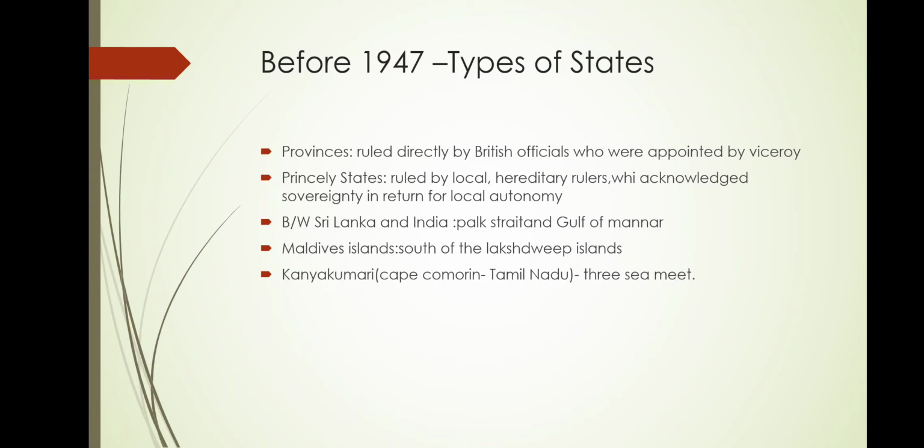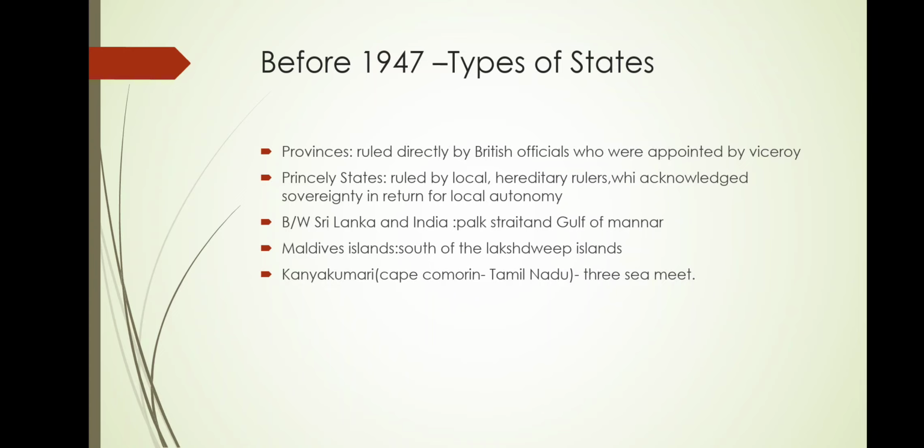Before India got independence, there were some provinces, and they were ruled directly by the British officials who were appointed by the viceroy. Then there were some princely states. They were ruled by local hereditary rulers who acknowledged sovereignty in return for local autonomy. The princely states were many, around 563.